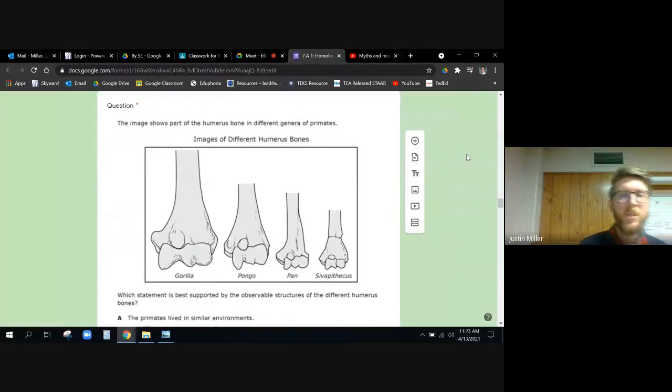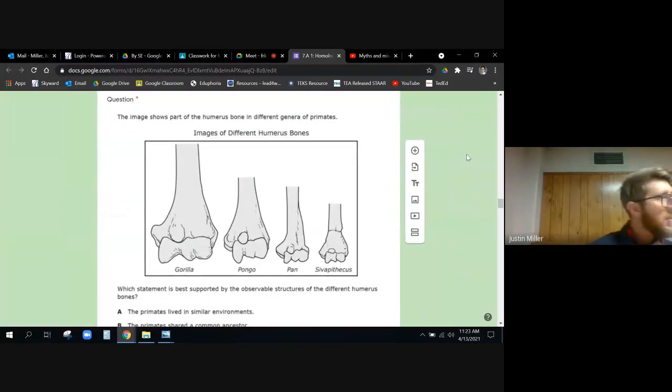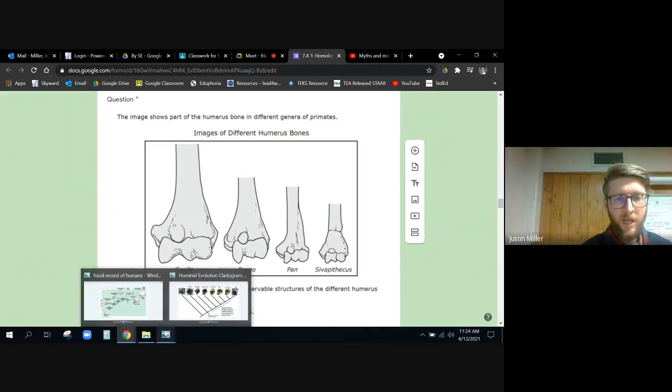Okay, so again, we're learning about homologous structures. Homologous structures mean that structures that are the same in this species of animal or plant are also the same, or similar, in this other species of animal or plant. So have you all ever seen a bat wing?